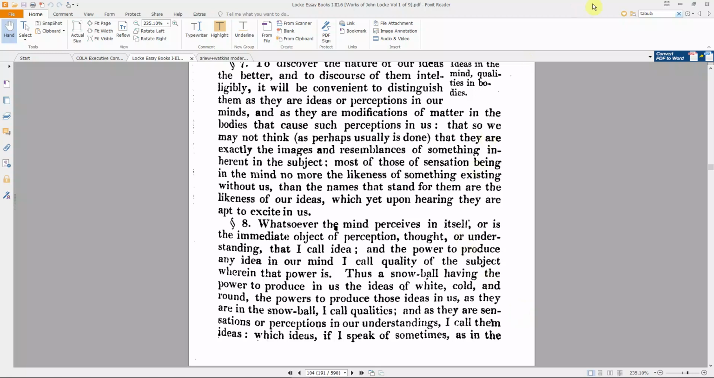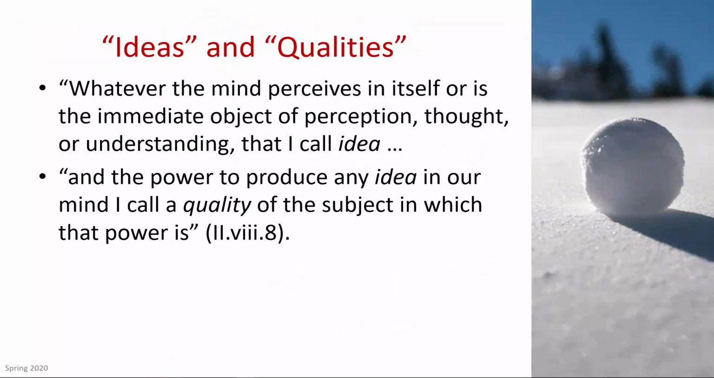So Locke is going to go on in the next section to argue that many of our ideas do not resemble the actual bodies or the actual things of which they are ideas. These are the secondary qualities. And he's going to offer several arguments and thought experiments in support of that claim.